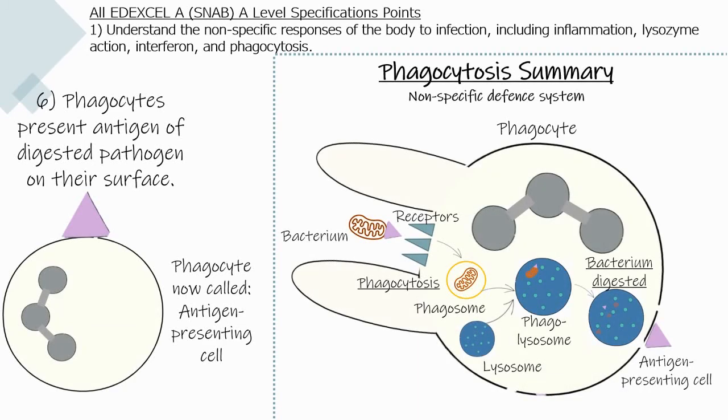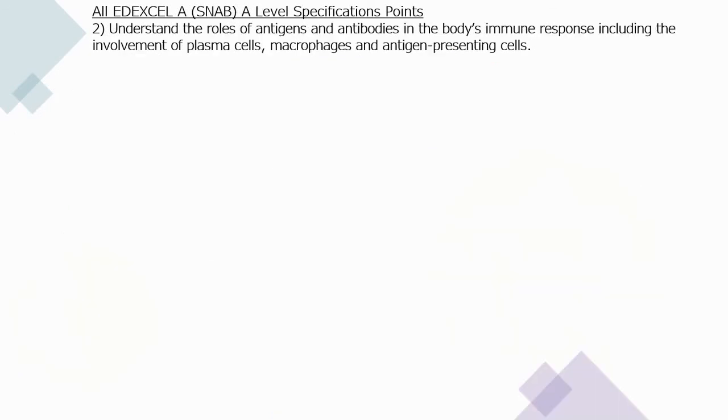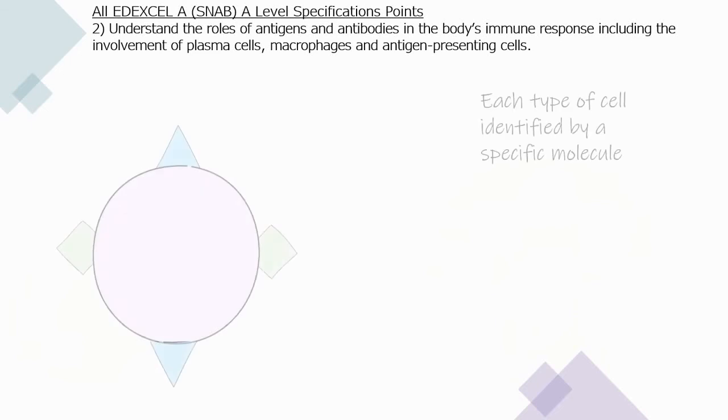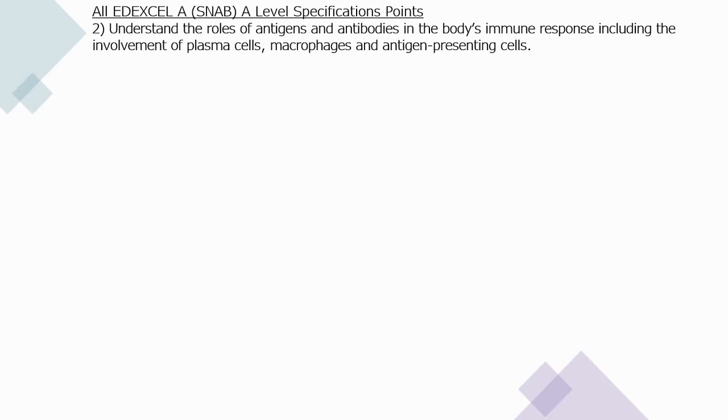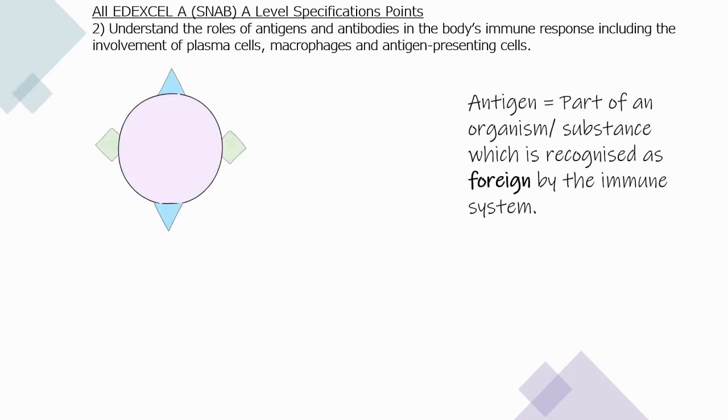So now we're going to discuss the roles of antigens and antibodies. So each type of cell is identified by a specific molecule, and these specific molecules are proteins called antigens. So an antigen is defined as part of an organism or substance which is recognised as foreign by the immune system. So this antigen is the protein that causes the immune response.